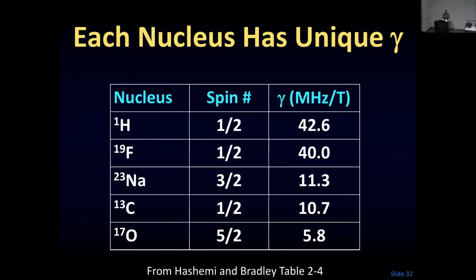The fact that different nuclei have different gyromagnetic ratios means that we can select which nucleus we want to image with MRI. Again, which nucleus do we typically use? We typically pick hydrogen because it's the most abundant, but if you wanted to pick a different nucleus, you could. You just have to use the proper frequency based on that nucleus's gyromagnetic ratio.